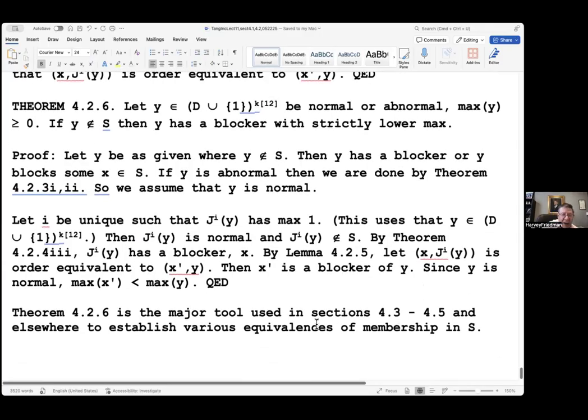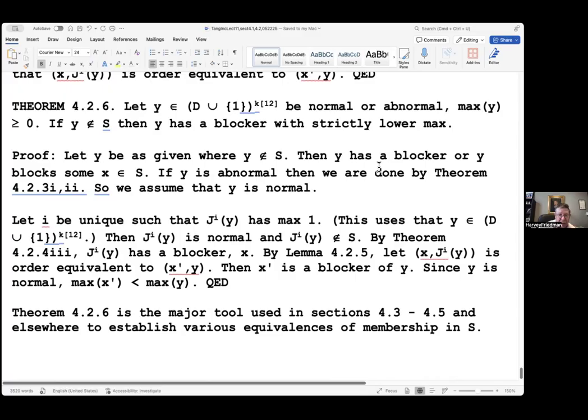Suppose I have y in D union singleton 1 to the K12 that's normal or abnormal, and the max is greater or equal to 0. If y is not in S, then y has a blocker and would have to be with strictly lower max, because that follows from the fact that y is normal or abnormal. Okay. Let y be as given, let y be not in S. Y has a blocker or y blocks X in S.